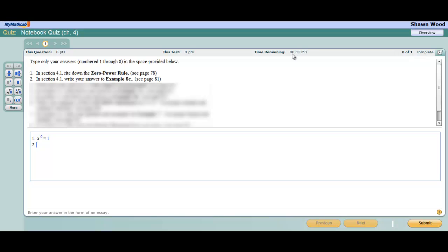You'll notice right up here there's a little clock counting down, and then I, your instructor, will go through and I'll grade these notebook quizzes by hand and give you credit for those. I do hope that this presentation helps you become a better student with regard to organizing your work, note-taking, and just learning this material in a meaningful way.